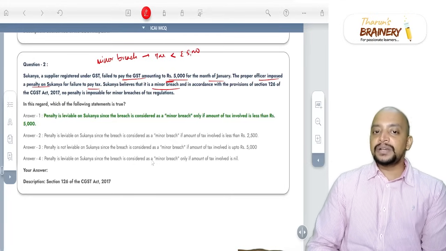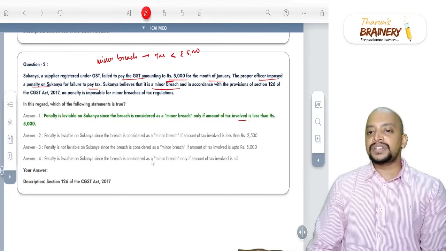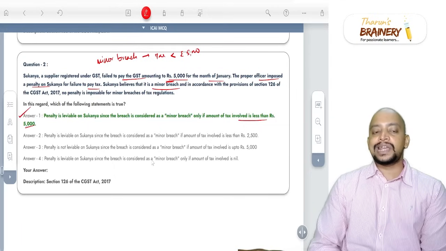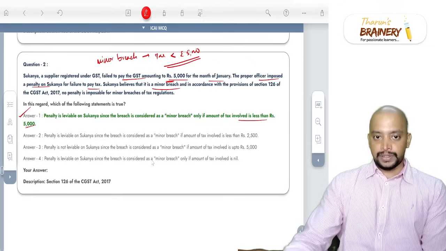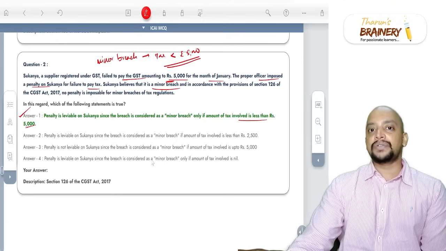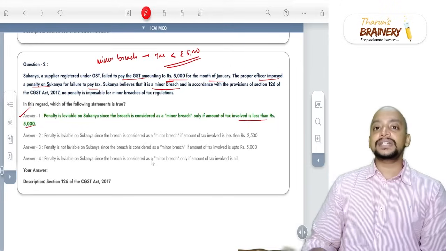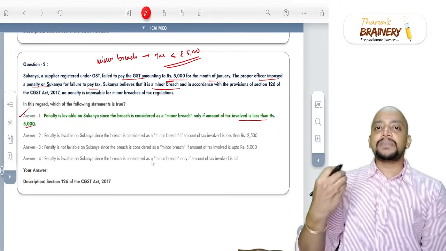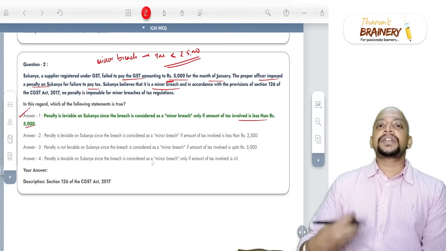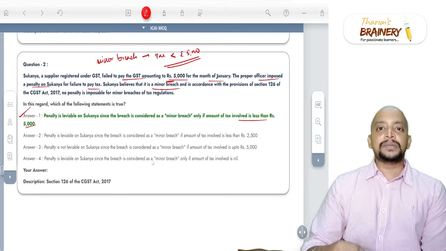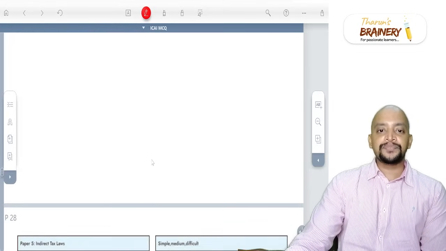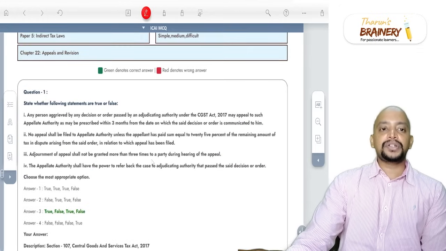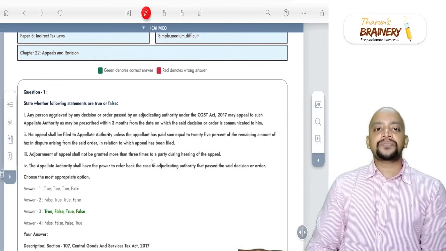So penalty is leviable since the breach is considered as minor breach if the amount is less than 5,000. Option A is the correct answer. Okay, less than 5,000, not equal to 5,000. This is as per section 126 of CGST Act, which says that if there is a minor breach or if there is a contravention of provision that is easily rectifiable and made without a fraudulent intent, then there won't be any penalty.